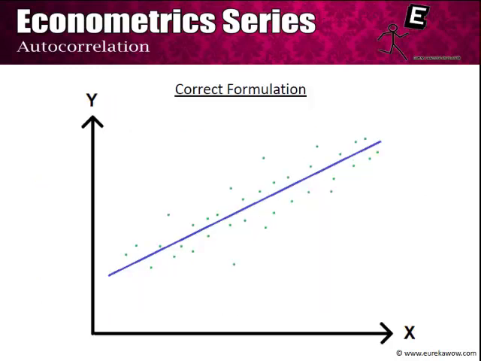To better understand the nature of the problem, let us first look at the correct formulation. In the xy plane, we have drawn a regression line represented by the blue line and the green dots which represent the sample points. Now note that the sample points do not all have to lie on the regression line because of the existence of an error term epsilon i. However, under the basic assumption of regression, the error term is randomly distributed. In fact, under the classical linear regression model, the error term is normally distributed. Hence, what we see is a regression line and sample points which are randomly distributed around the regression line. This is the correct formulation.